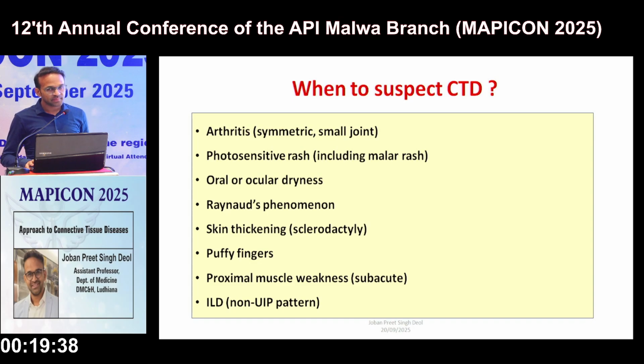So when should we actually suspect connective tissue disease? If somebody has small joint predominant arthritis which is symmetric, a photosensitive rash which includes malar rash and other photosensitive rashes, persistent oral or ocular dryness, Raynaud's phenomenon occurring well into adulthood with no family history, skin thickening over the fingers in particular, puffy or swollen fingers, subacute proximal muscle weakness, particularly in middle-aged females, or a non-UIP pattern of interstitial lung disease. These are the people where we should consider connective tissue diseases strongly.